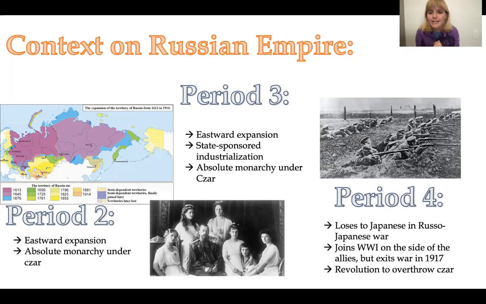Okay, but it's very expensive. And they're going to be having to take loans out from Britain and France in order to sponsor this industrialization. But you still have an absolute monarch under the Tsar. All right. The problem is with industrialization here, you don't have the liberal reforms you see in Great Britain, France, the United States.